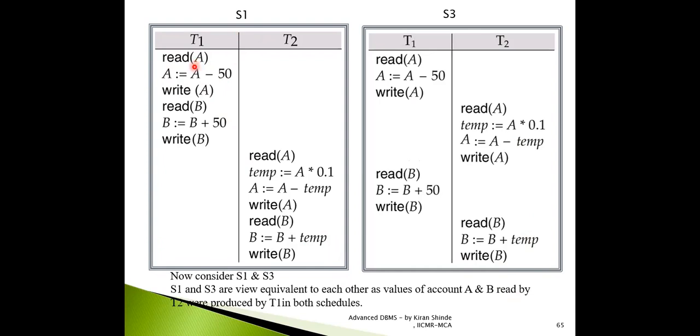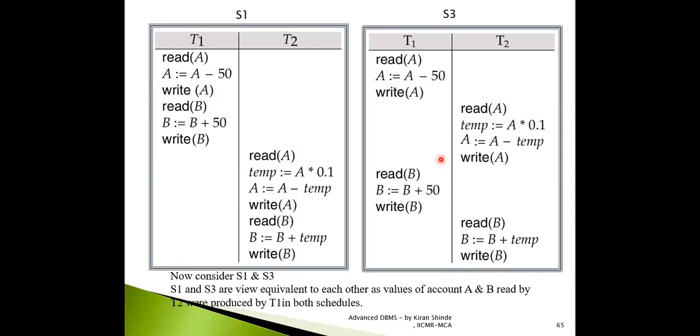In S1, initial read of data item A is done by transaction T1. In S3, initial read on data item A is also done by transaction T1. You can check with B also. Okay. Condition number 2, that is nothing but final write. Here, the transaction T1 is modifying the data item A. After that, T2 is reading it and modifying it. It means final write on data item A is done by T2. Final write on data item B is also done by T2.